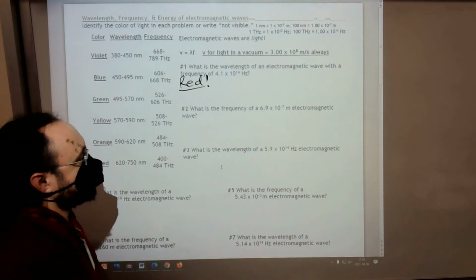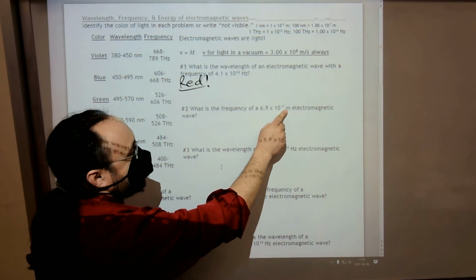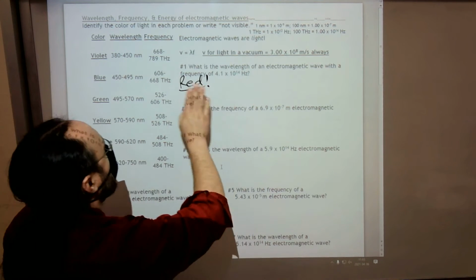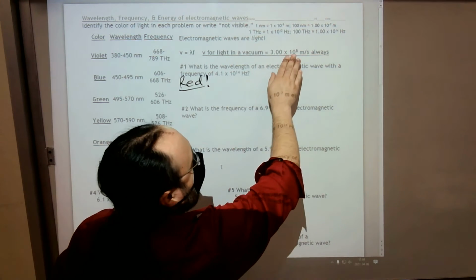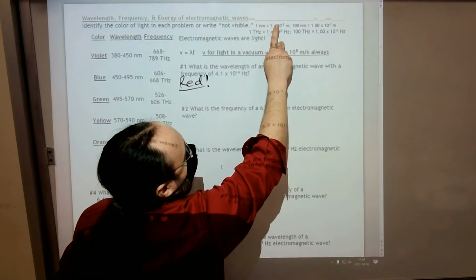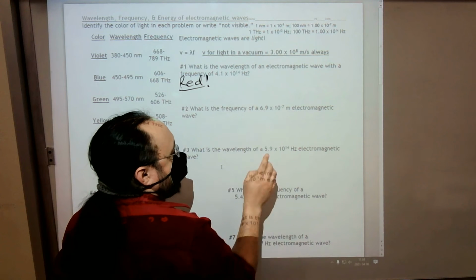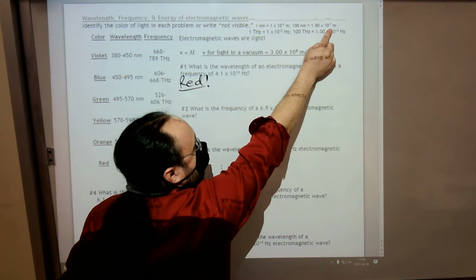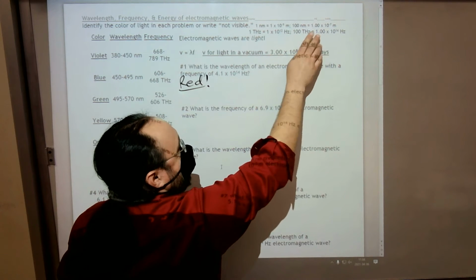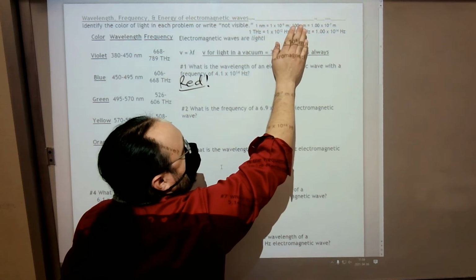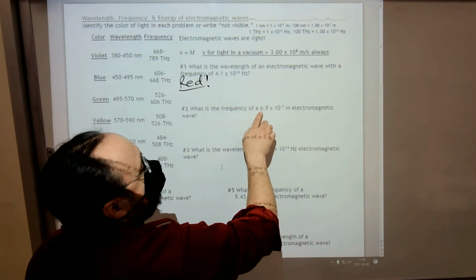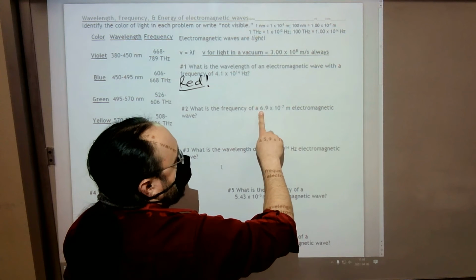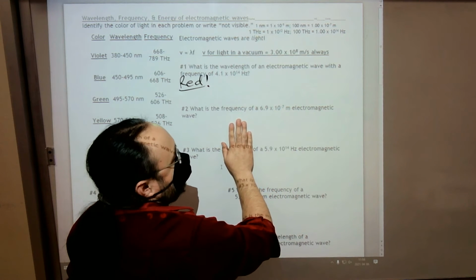And let's try this one. 6.9 times 10 to the negative 7 meters. That's a wavelength. We need to get it to nanometers over here. So it's got a little thing over here too. So 1 nanometer is 1 times 10 to the negative 9 meters. Well, we've got 10 to the negative 7. But 100 nanometers is 1 times 10 to the negative 7 meters. So, okay. So 1 times 10 to the negative 7 meters is 100 nanometers. We have 6.9 times 10 to the negative 7 meters. So let's just start with a 6. So 6 times 10 to the negative 7 meters would be 600 nanometers.